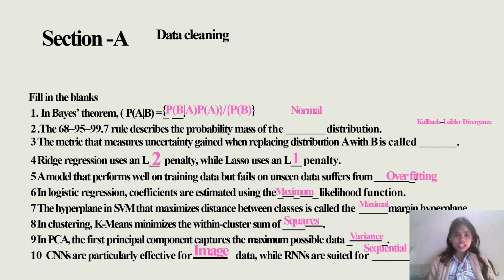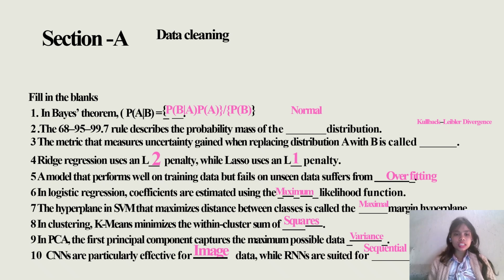Second, the 68-95-99.7 rule describes the probability mass of the normal distribution. Third, the metric that measures uncertainty gain when replacing distribution A with B is called Kullback-Leibler divergence. Fourth, ridge regression uses an L2 penalty while lasso uses an L1 penalty. Fifth, a model that performs well on training data but fails on unseen data suffers from overfitting.